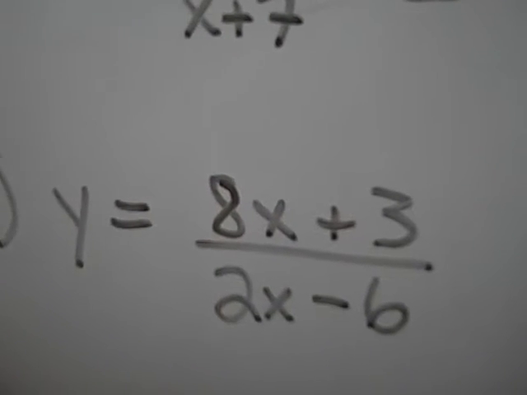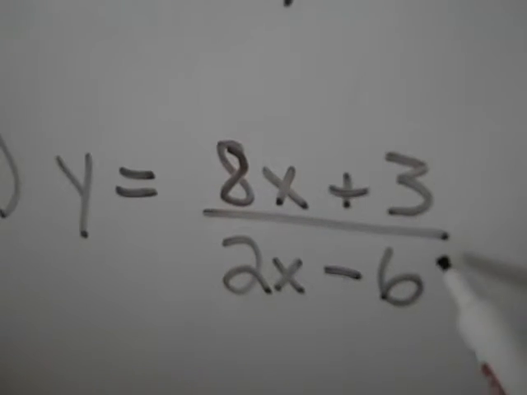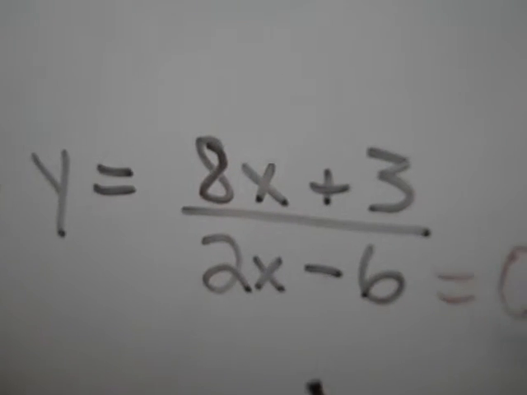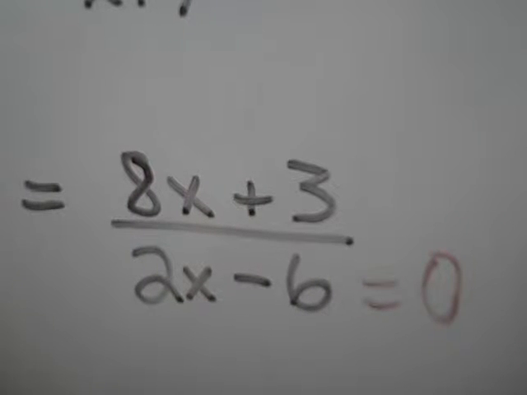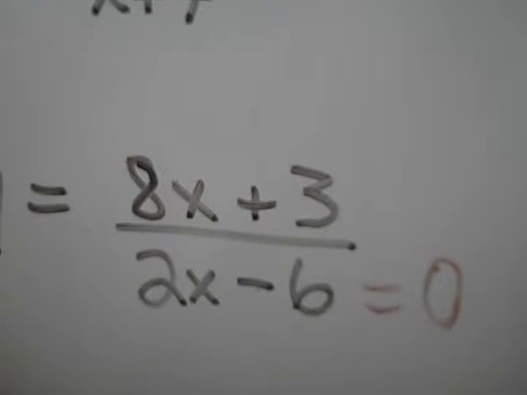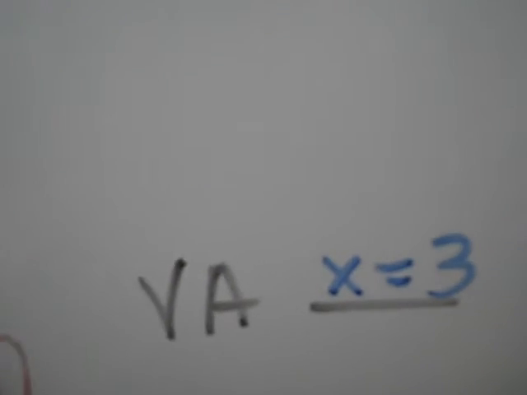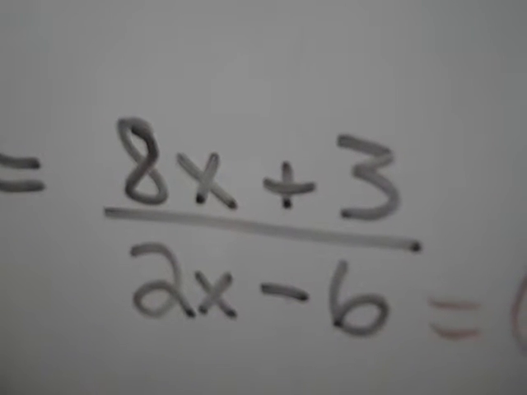Okay, now let's go to letter E. Let's start with the vertical asymptote again. Again, set that equal to 0. What would cause that x value to make that a true statement or make it equal to 0? X equals 3. That's your vertical asymptote. We cannot have 3 as an x value.